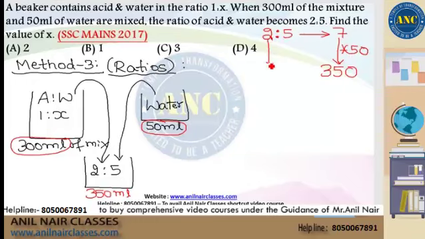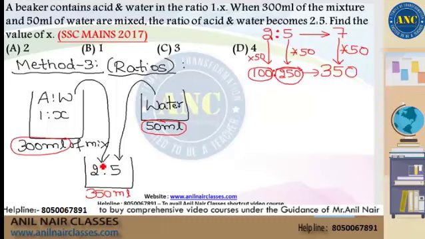Multiply by 50. 2 also multiply by 50. 2 into 50 is 100. 5 also multiply by 50. 5 into 50 is 250. That means 100 ml of acid is present in mixture 3, and 250 ml of water is present in mixture 3.